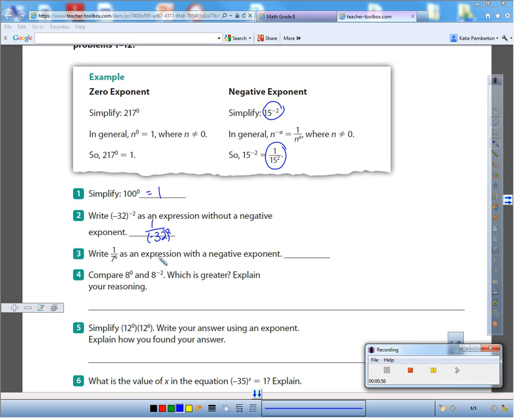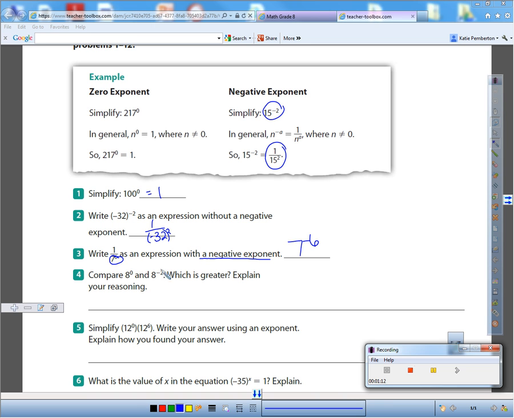Number 3, it's asking you to write it with a negative exponent. So now you're going the other way with that. It gives it to you in the denominator, meaning it's a negative exponent. So 7 to the negative 6th power. These mean the same thing, just a different way to write it.